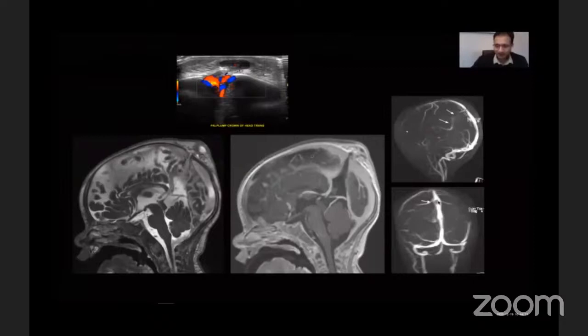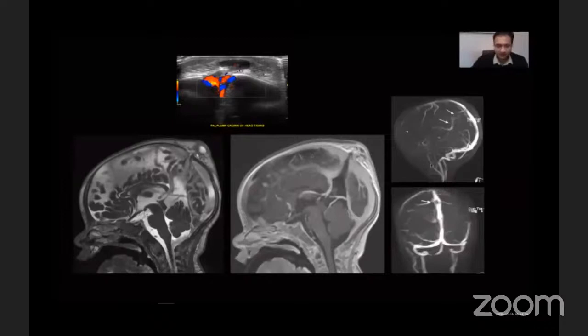And on this coronal projection, we see this kind of a filling defect in the superior sagittal sinus, which is related to focal fenestration of the superior sagittal sinus from this fluid-filled tract bisecting it to extend to the parietal bone. So what's the diagnosis here?